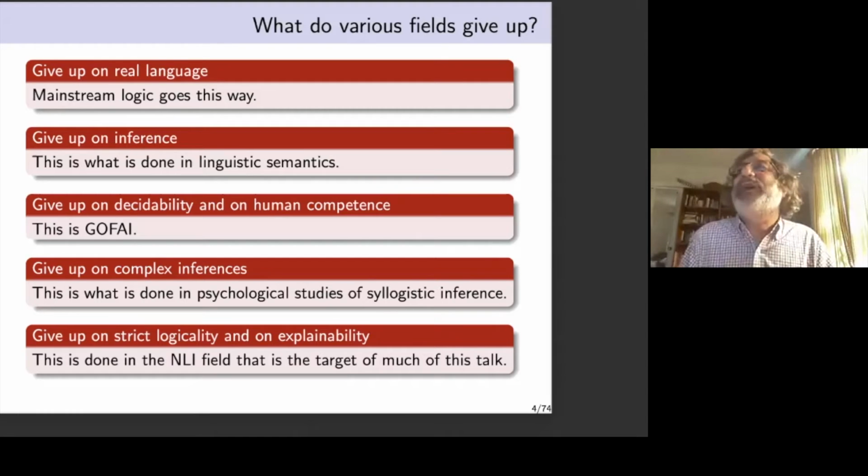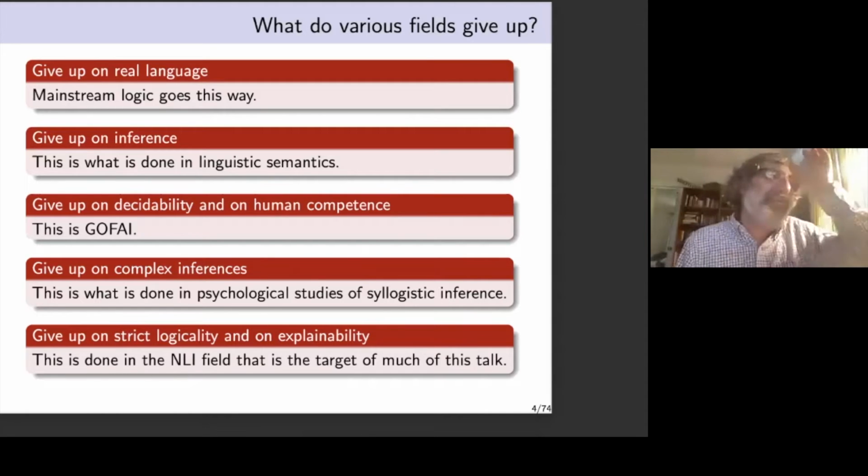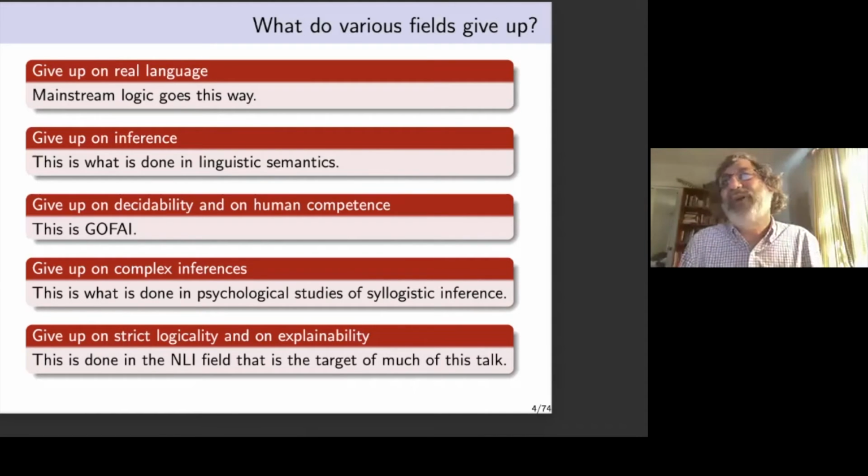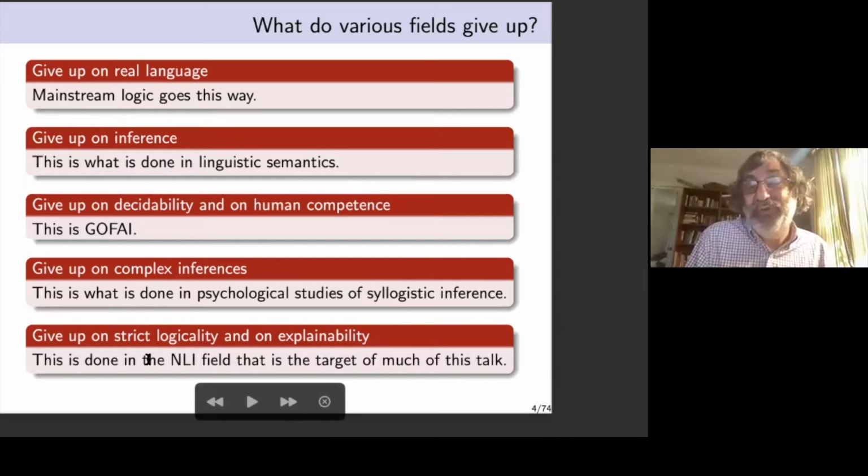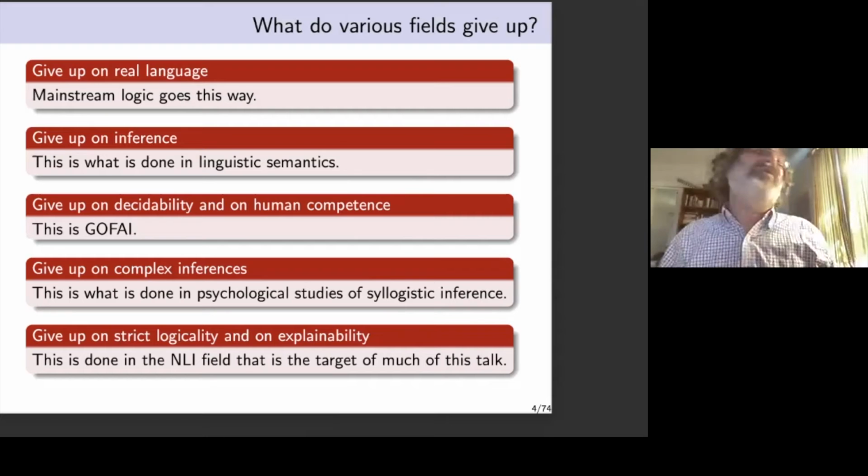Psychology spends a lot of time talking about what human beings do and don't do in syllogistic inference, but it doesn't go beyond that. All of the stuff that I'm going to be interested in today goes way beyond what psychologists have ever really thought about. And the field that I'm mostly aiming at in this talk is what's called natural language inference, or NLI. It's a sub-discipline of natural language processing, or even artificial intelligence sometimes. This one gives up on logic and gives up on explainability. So I'll show you how all this goes on.